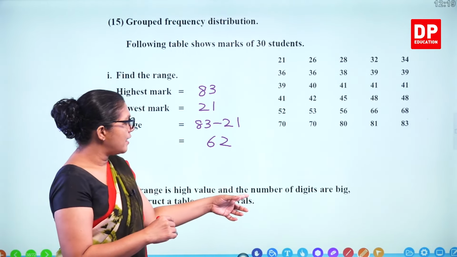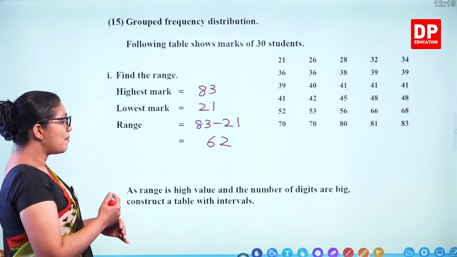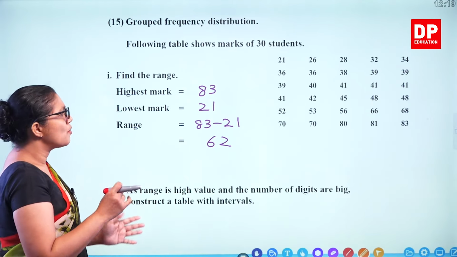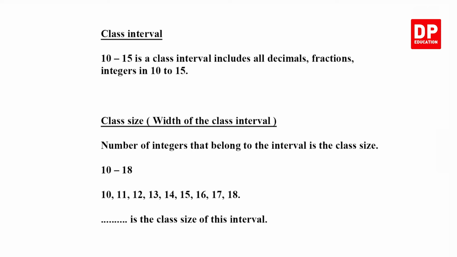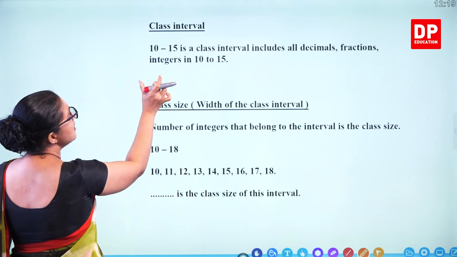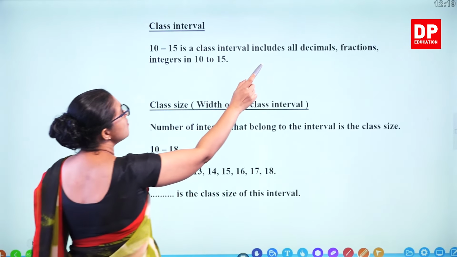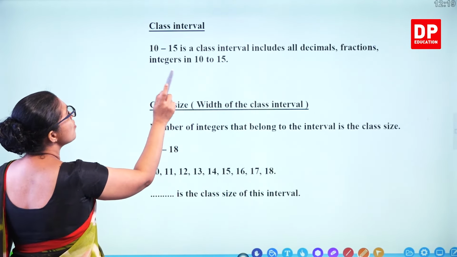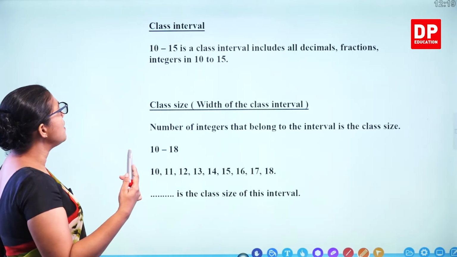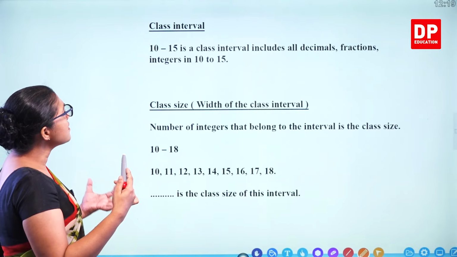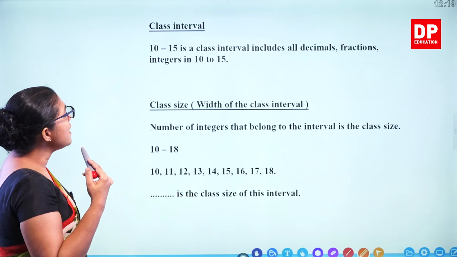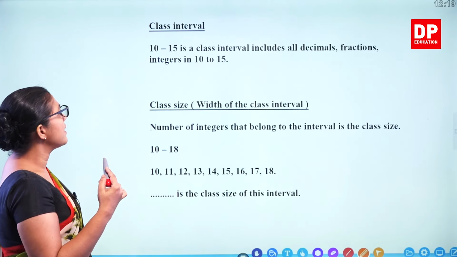As the range is a high value and the number of digits is big, construct a table with intervals. So we need to combine several numbers and make an interval. We'll see how we can do that. Class interval: we can say 10 to 15. That's one interval. All decimals, fractions, integers from 10 to 15 are included here: 11, 11.5, any number in between. Class size is the width of the class interval.